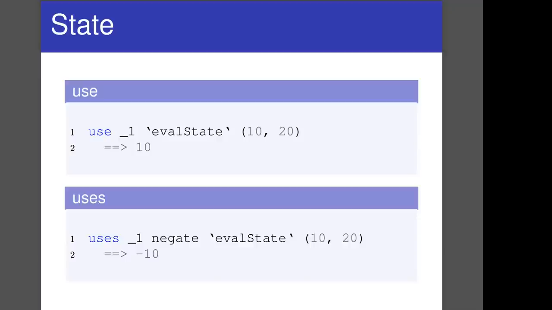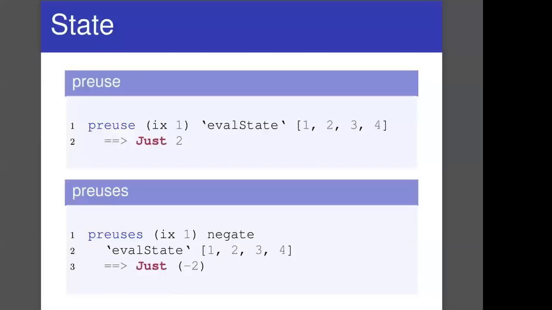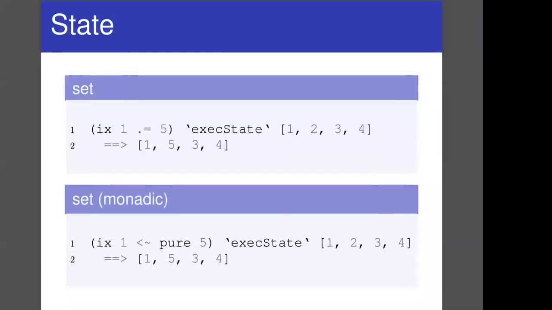So just as you have get, with regular state and MonadState, you have use to apply a lens to the thing in your state. So I have a product in my state, 10 comma 20, I use _1, that will return 10. I have to use my little binding arrow. Uses takes a lens and a function, gets you the thing via the lens, applies the function to it on the way out, just like gets. Preuse is if you're working with a prism or traversal, and preuses, like uses, lets you pass a function along with it. Set is dot equals.